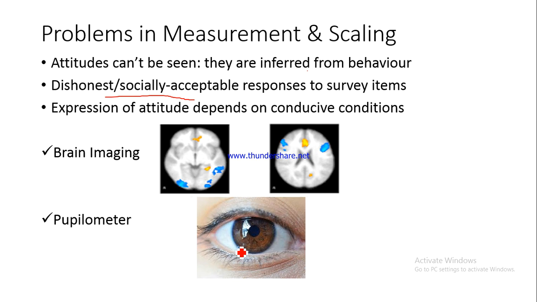So this is how you can make use of this new technology, these new tools that we have. I have taken up only 2 examples. There are so many of them. For example, blood pressure, pulse rate, heartbeat can also be made use of to understand what kind of an attitude a subject has towards a particular brand, right? So this is how we can go around these problems in measurement and scaling.